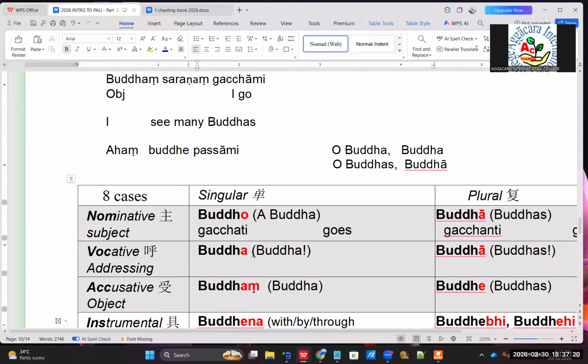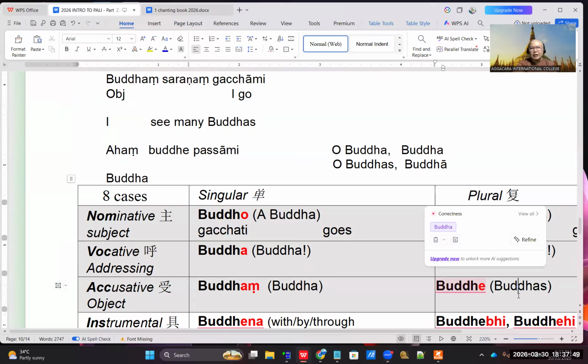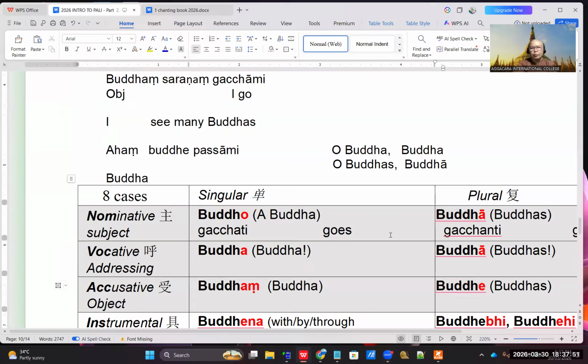Now vocative is very easy. Just remember it's just short A. The original form is actually Buddha, finishing with A. So vocative is just we take the A. So Buddha. Then plural will be Buddha. Now accusative, always remember Buddham Saranam Gacchami. So Buddham Saranam Gacchami. So plural will be Buddhe. Okay, Buddhe is plural.